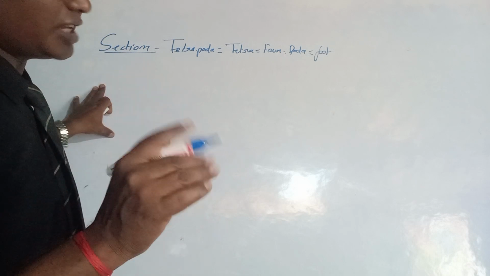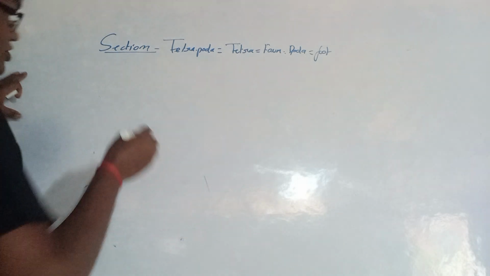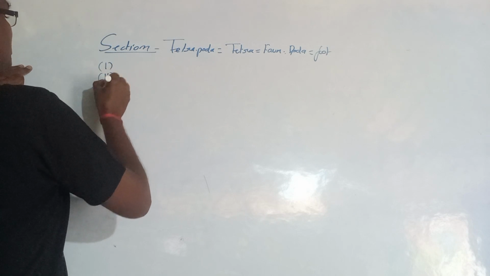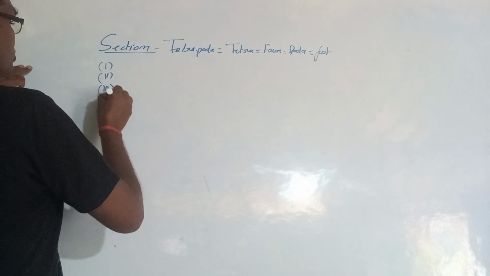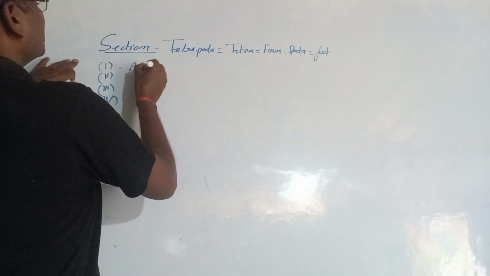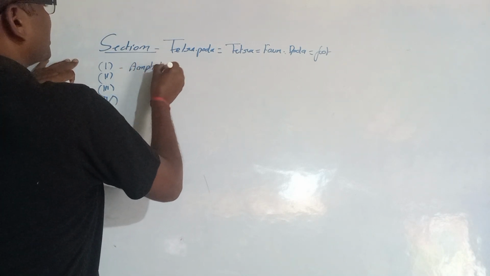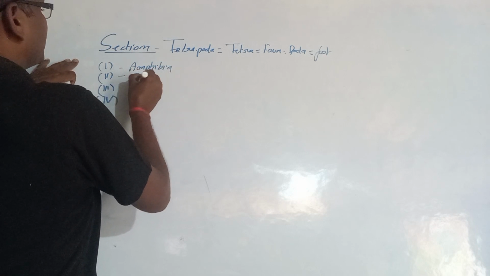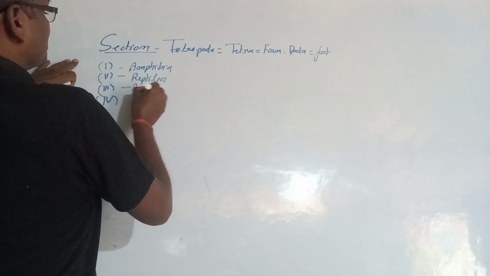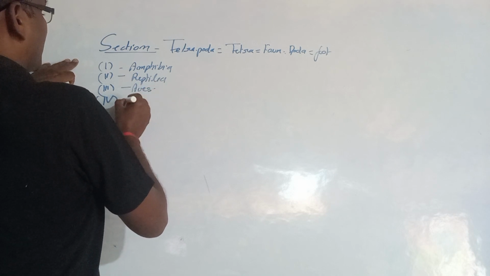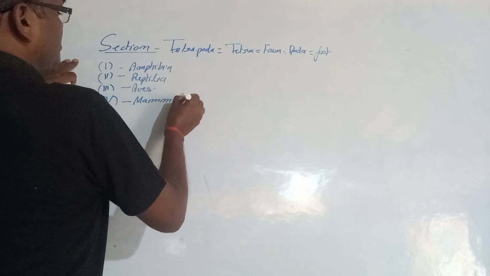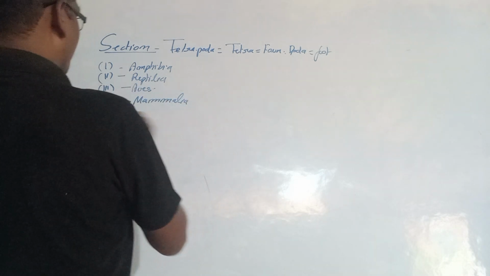And tetrapoda is divided into four classes. First, second, third, and the fourth. It contains four classes. First amphibia, second reptilia, third aves, and fourth mammalia. First we will take the amphibia.